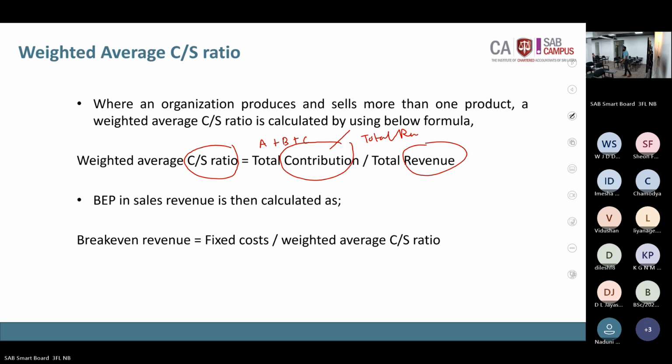Right? Then break-even point sales revenue is calculated like fixed cost divided by, then we have the weighted average CS ratio, not just one product. We have the weighted average amount for all the three products. So then we have to divide it by weighted average CS ratio. That's the only difference. වෙනසක් නැහැ. එකම දේ අපි ඔක්කොම එකට එකතු කරලා කරනවා.